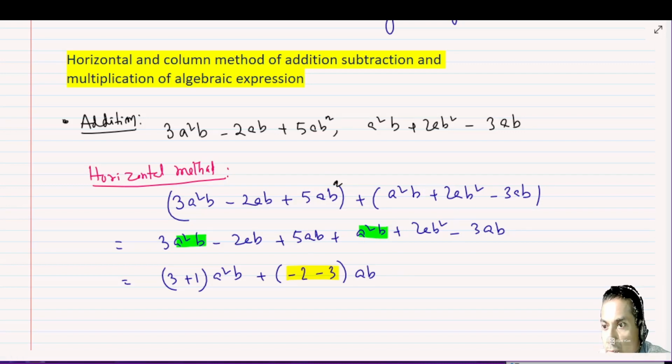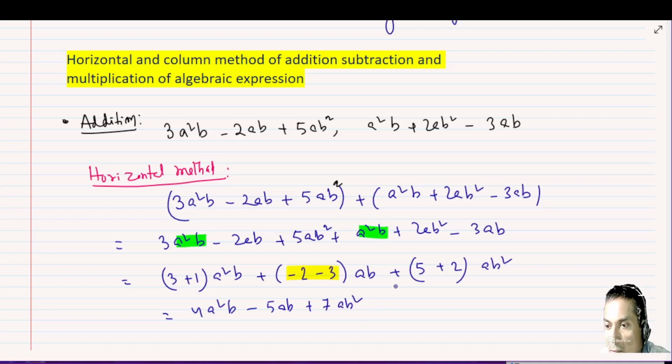Next is the ab square term, that is 5, and the ab square here is 2. 5 plus 2 ab square. Clear? So the final answer will be 4a square b, and minus 2 minus 3 is minus 5ab, plus 7ab square. Okay, clear? This is the right answer.